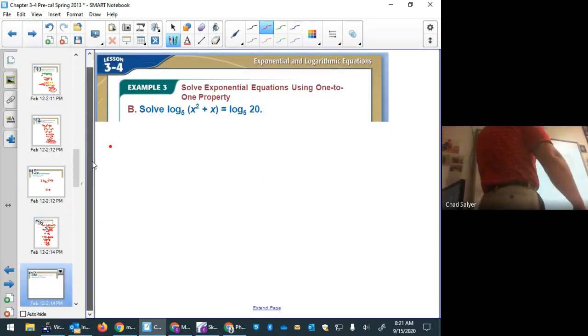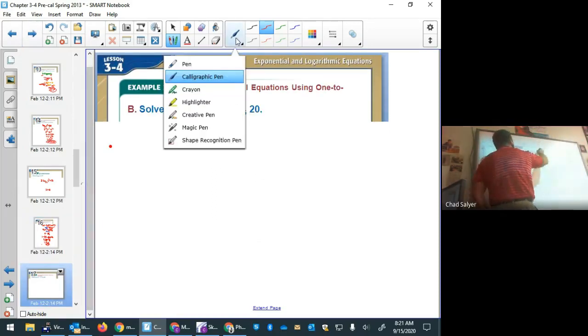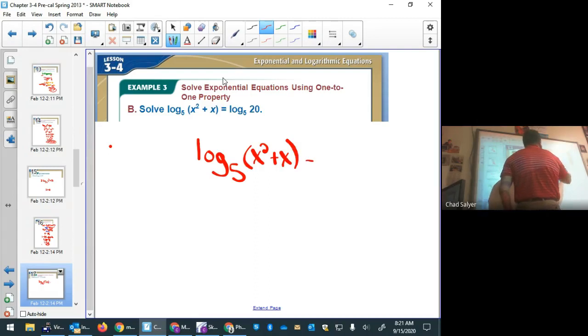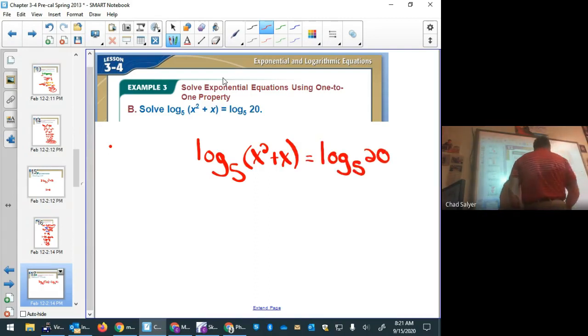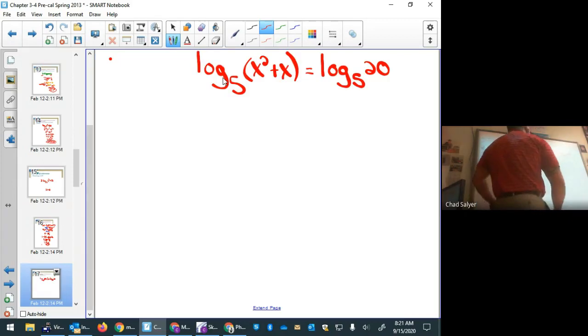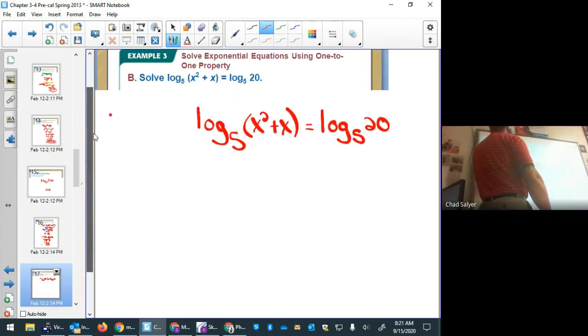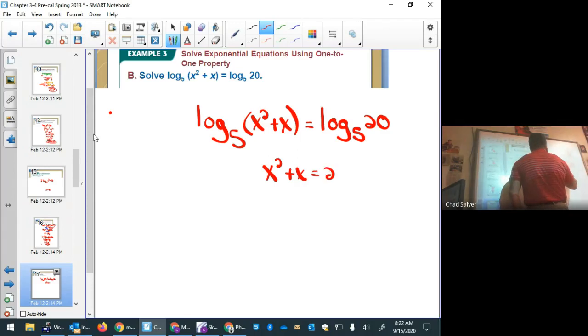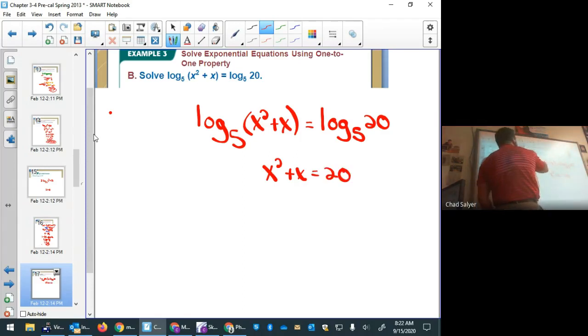All right, so another one here, perhaps the most challenging thus far. Log base 5 of x squared plus x equals log base 5 of 20. In this case, I have a single logarithmic term on both sides already, so I can immediately apply the one-to-one property. Same base, one term on each side.